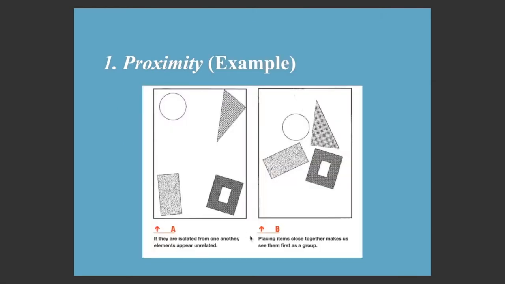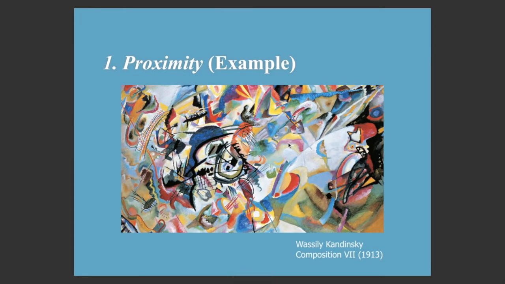Okay, so here's another example. So these shapes, when they're placed far apart in each corner, they don't look integrated. Okay, they don't have unity. But placing them together, they have unity. At least more unity. Okay, in this artwork, there's a lot of variety within the shapes, but they're placed together, and unity is created.